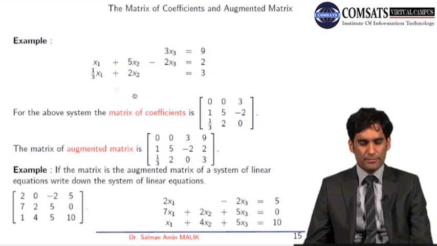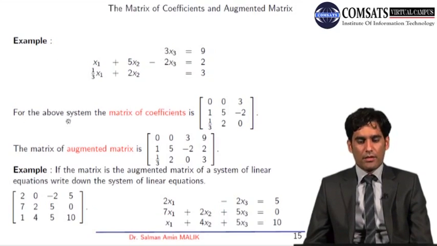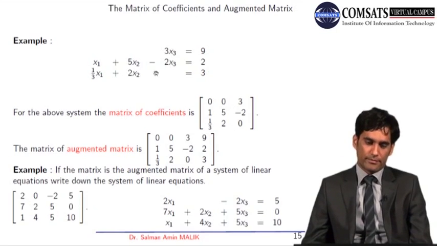Let's see this example. For this system, the matrix of coefficients is as follows. For the x1 coefficients we have 0, 1, 1 by 3. For the x2 coefficients, there is no x2 in equation 1, so we have 0, 5, 2. For the x3 coefficients, we have in the first equation 3, minus 2 and 0. So the matrix of coefficients is this one for this particular system of linear equations.